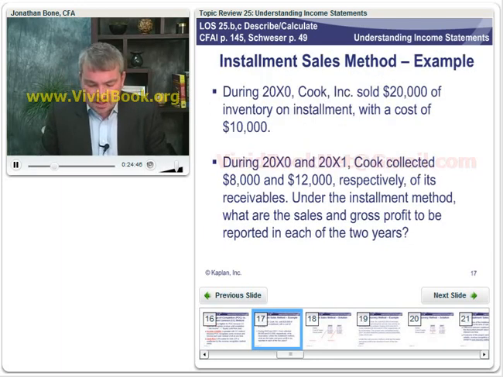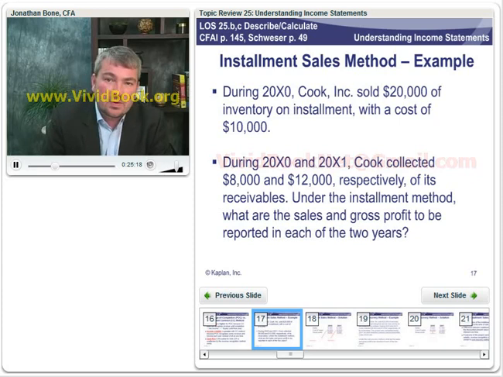Okay, so let's turn our attention to the installment sales method. Remember, we use installment sales where we've sold goods, allowing the customer to pay on installment, but we're not certain whether they're going to pay us. So during X0, Cook Incorporated has sold $20,000 of inventory on installment with a cost of $10,000. During X0 and X1, Cook collected $8,000 and $12,000 respectively of its accounts receivable. Under the installment method, what are the sales and gross profit to be recorded in each of the 2 years?